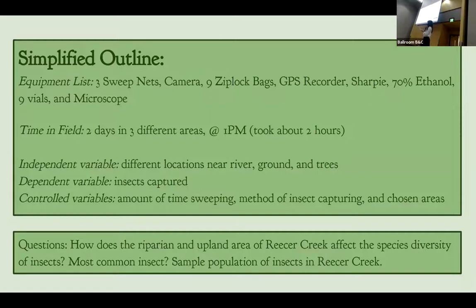In order to collect our data, we used 3 sweep nets that the entomology department were kind enough to lend to us, a camera, and many Ziploc bags to store the material we collected until it could be sorted out. And then we used 70% ethanol to preserve the insects, and clear vials and a microscope to identify the species. The variables carefully controlled were the amount of time spent sweeping, methods of insect capturing, and the vicinity of each of our trios of sweep sites. The independent variable was the location of the data collection sites near the river, the ground, and trees alternating. And our dependent variable was the amount of diversity of insects captured.